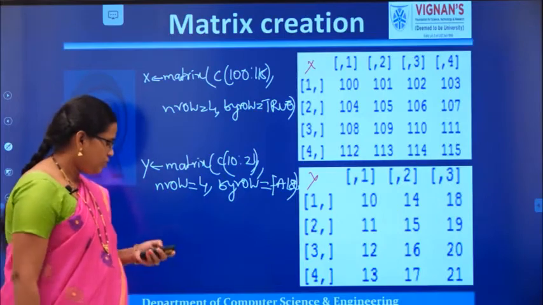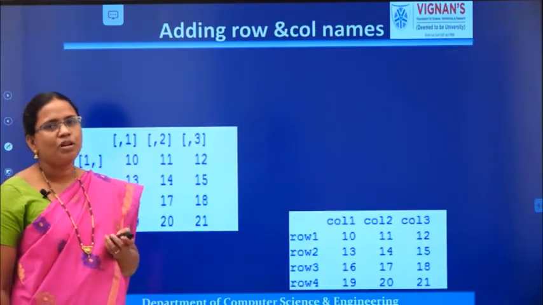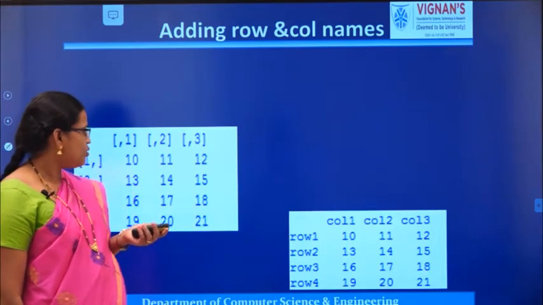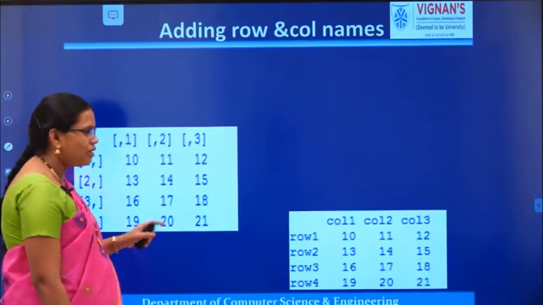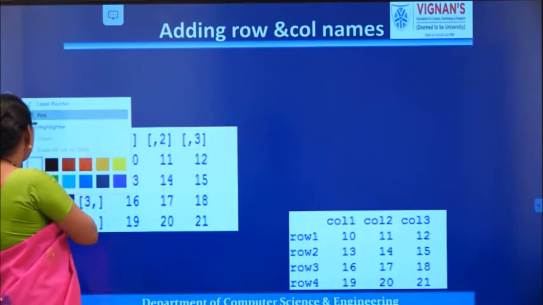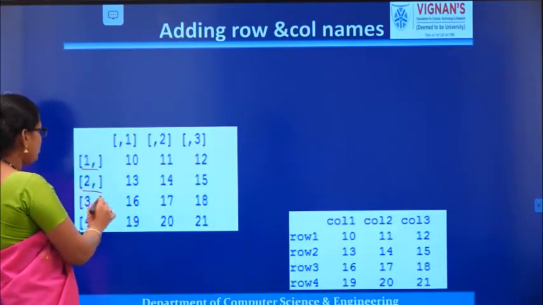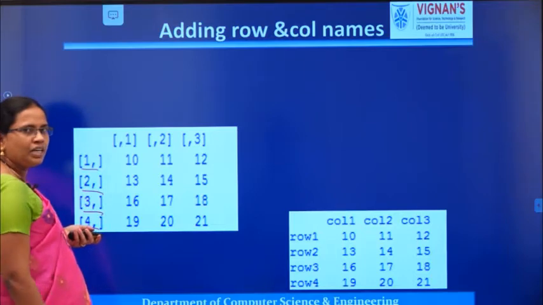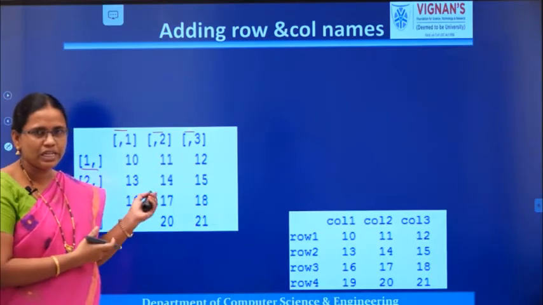Okay, so next let us see how to add the row names as well as column names for a matrix. Previously I have a matrix like this. Now I want to specify row names and column names. By default the row name values will be 1, 2, 3, 4 like this, and also column names will be 1, 2, 3 like this. We will have integer values like this, right?